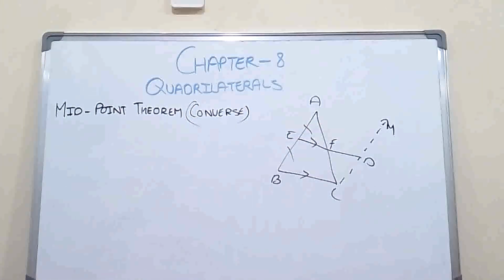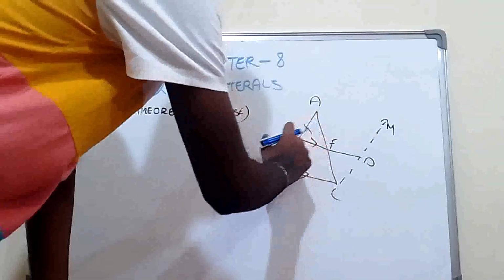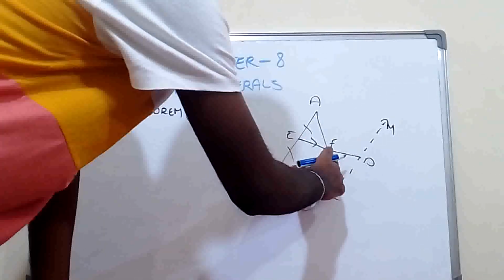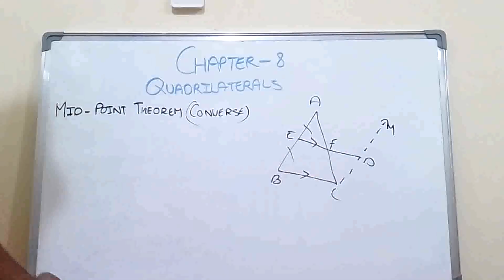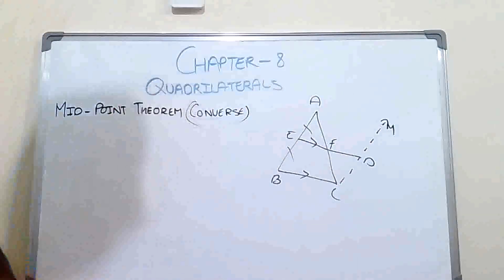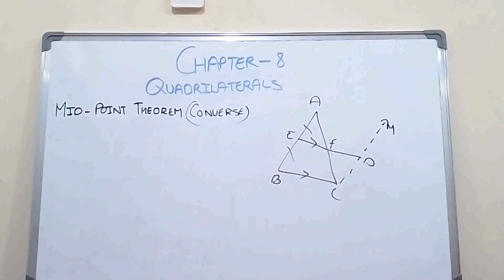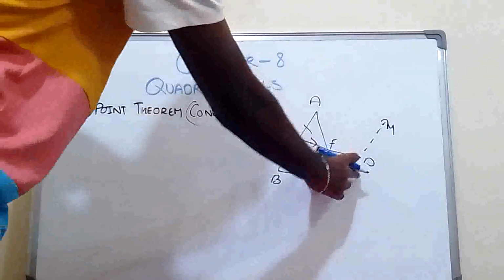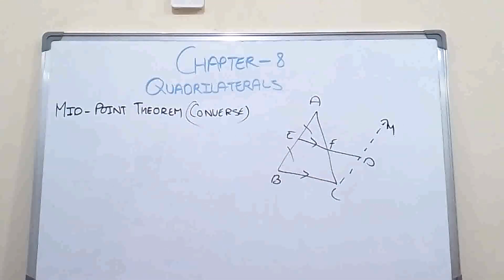So what does the midpoint converse say? It says that the line drawn from the midpoint of one side, which is parallel to the second side, bisects the third side. So we have the details that E is the midpoint and EF is parallel to BC. But we have to show that AF is equal to FC, which means we have to show that F is a midpoint of AC. So we will do the same constructions again. We draw CM parallel to AB, and we then extend EF and intersect it at CM at a point called D. So we have this scenario right now.